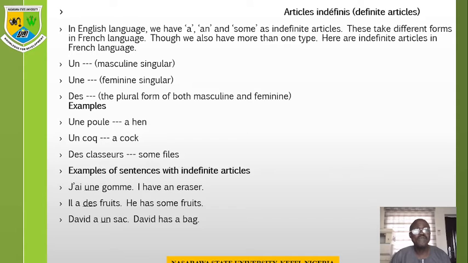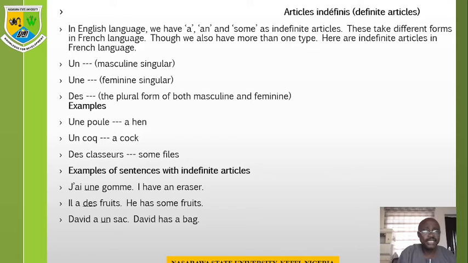The plural form of both masculine and feminine. Example: une poule, a hen. Un coq, a cock. Des classeurs, some files. Examples of sentences with indefinite articles. J'ai une gomme, I have an eraser.